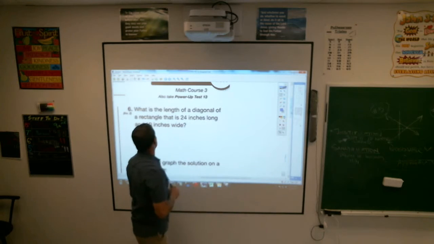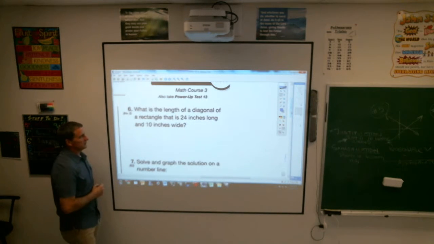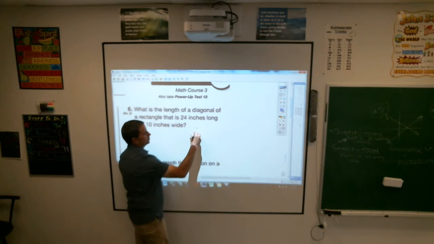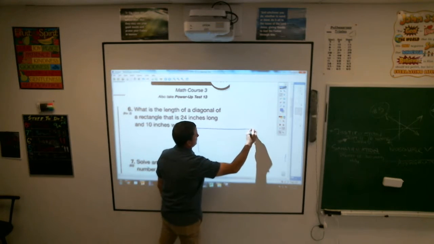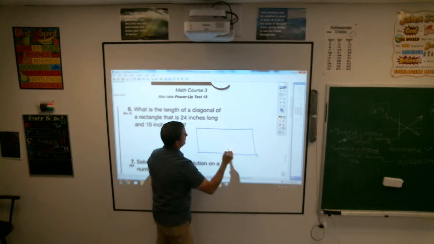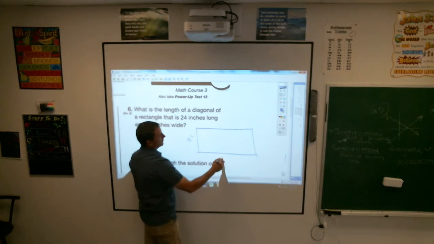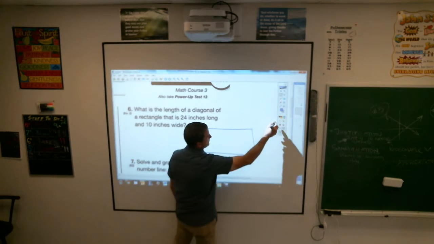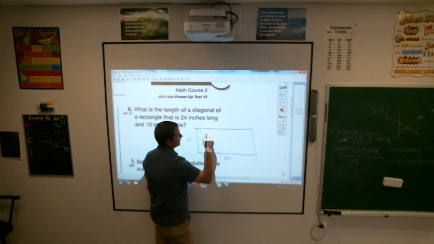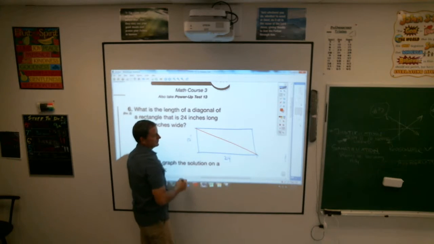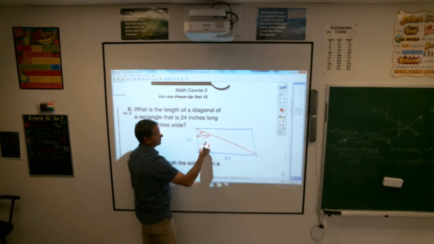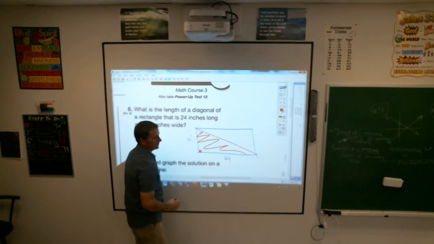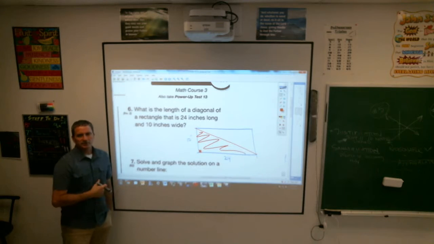What is the length of a diagonal of a rectangle that is 24 inches long and 10 inches wide? Did you draw the rectangle? Jenna, did you label it 10 inches by 24 inches? Did you draw a diagonal? What does that make here? What is that little shape called? That is a right triangle.